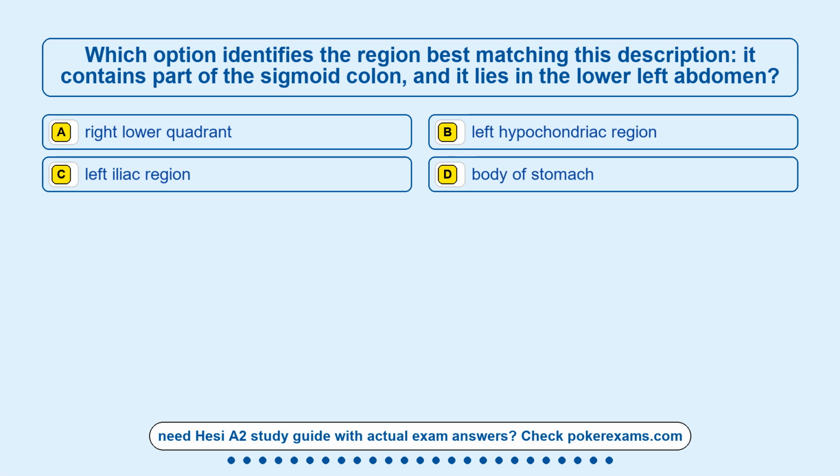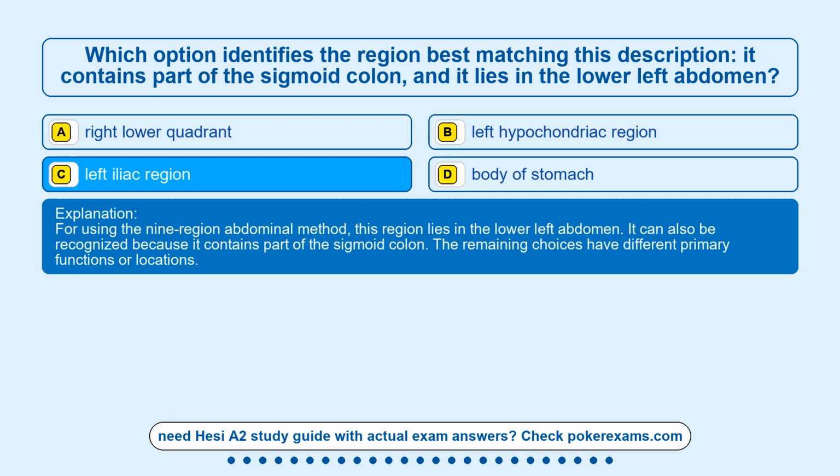Question 11. Which option identifies the region best matching this description? It contains part of the sigmoid colon, and it lies in the lower left abdomen. Option A, right lower quadrant. Option B, left hypochondriac region. Option C, left iliac region. Option D, body of stomach. The correct answer is option C, left iliac region.